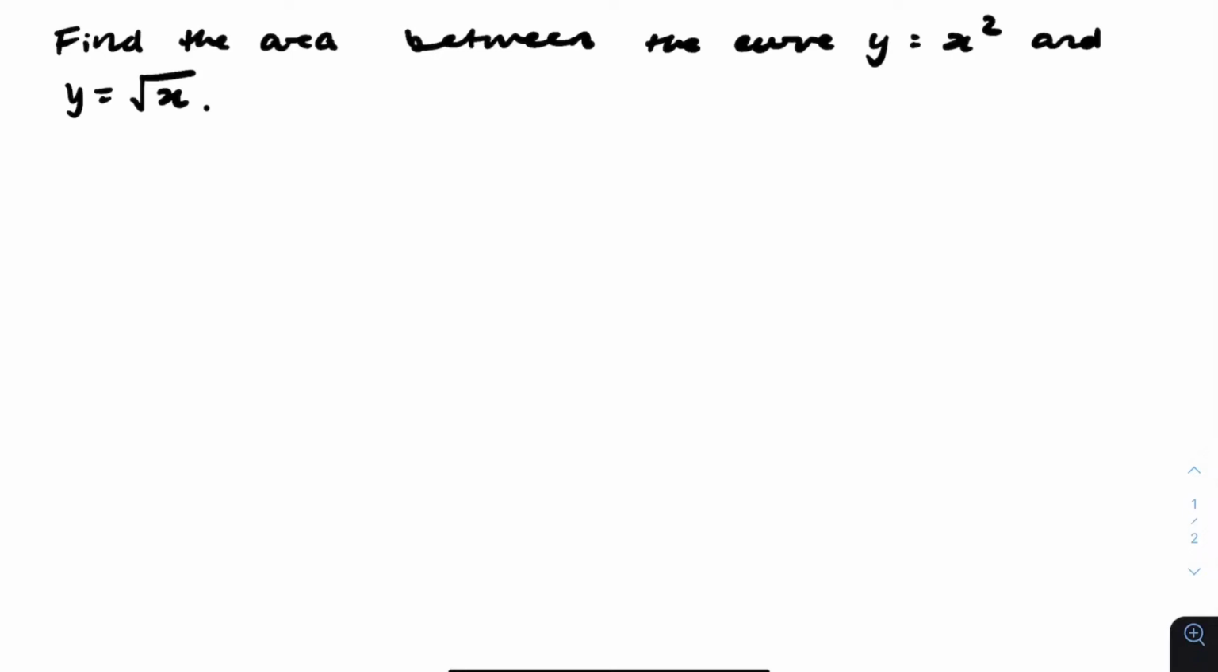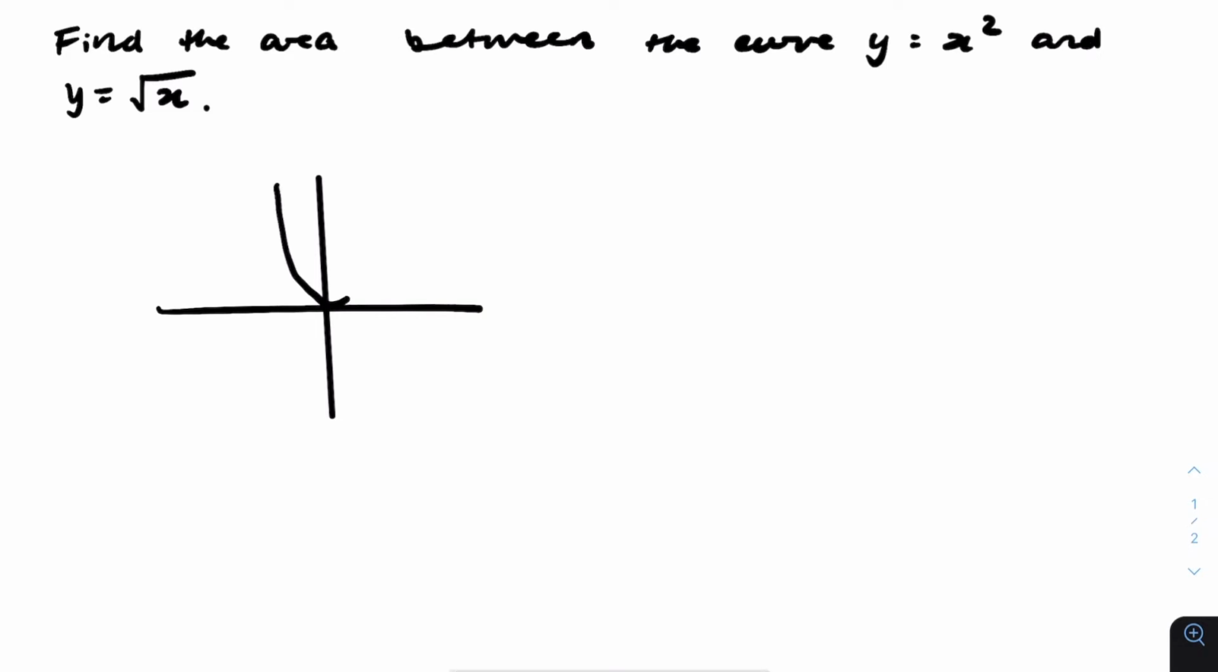Hi guys, in this video we're going to be learning how to find the area between two curves. In this example, we have to find the area between the curve y equals x squared and y equals root x. Since we know what they both look like, we can just draw a diagram and represent them and then find the area in between them.